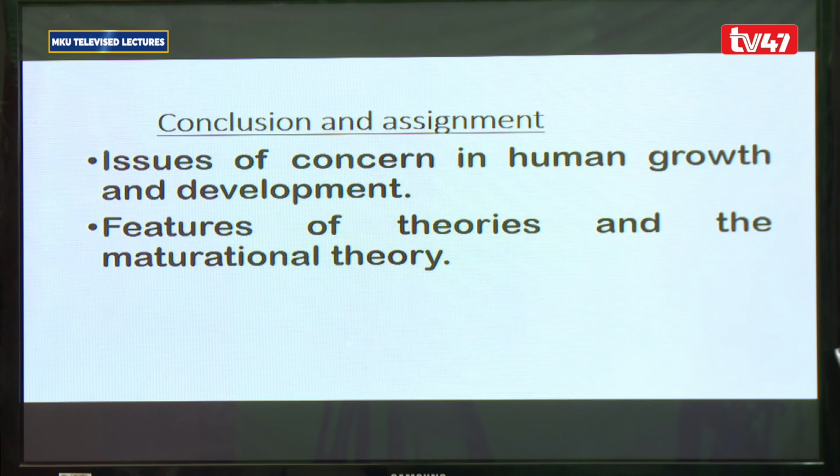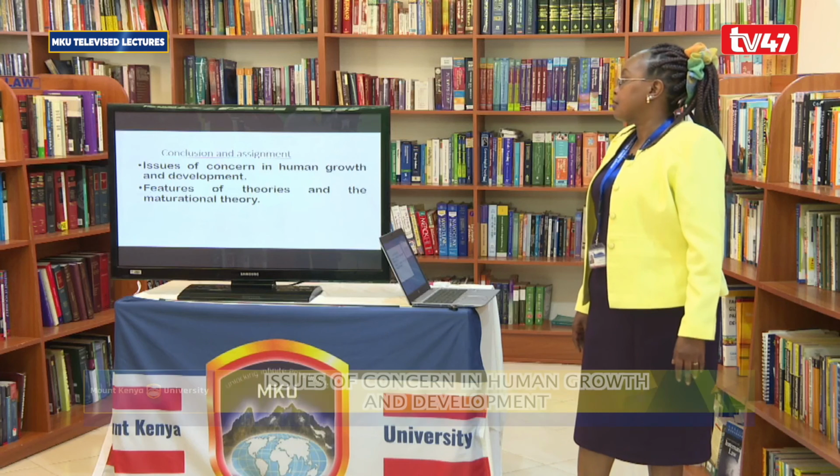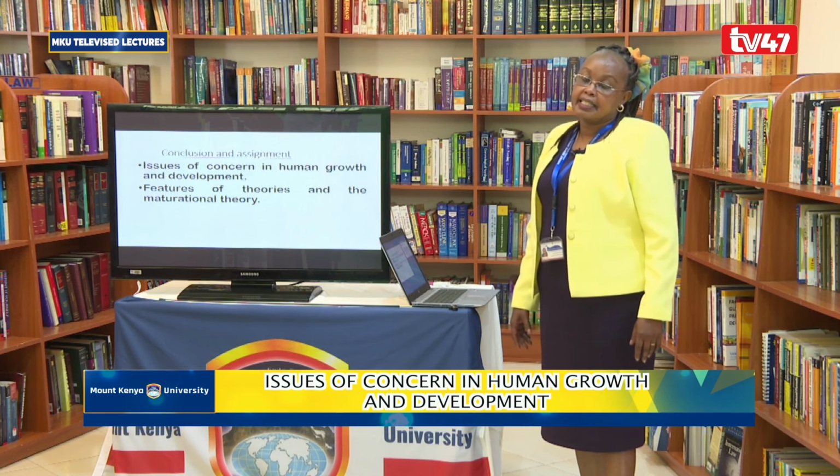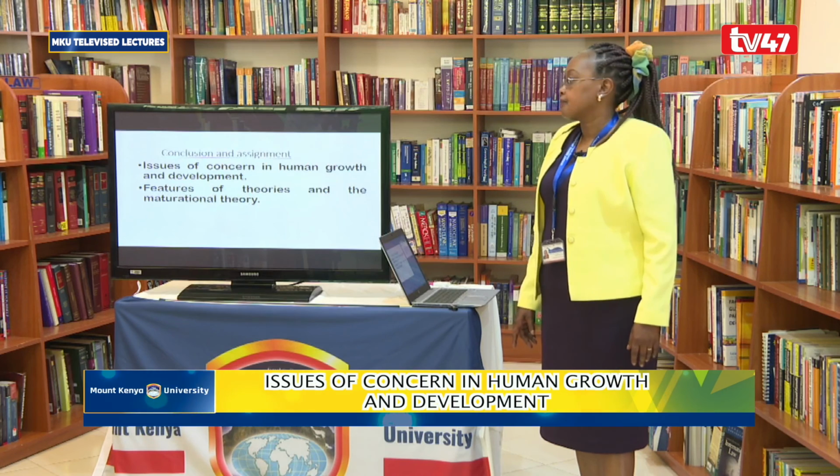So in conclusion, we can say that we have learned several things about the issues that are of concern to human growth and development. We have discussed about 4 issues. Let me take you through. We talked about nature and nurture. We talked about culture. We talked about gender. And lastly, stability and change.